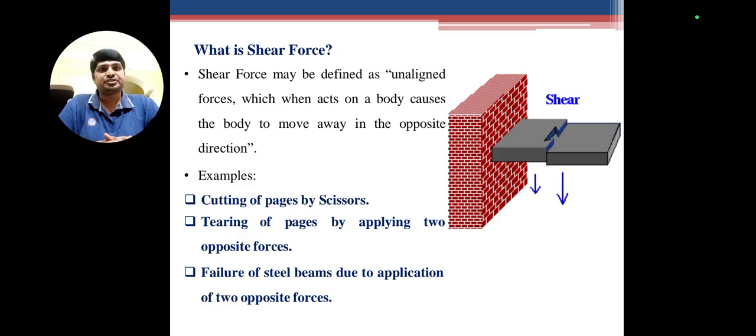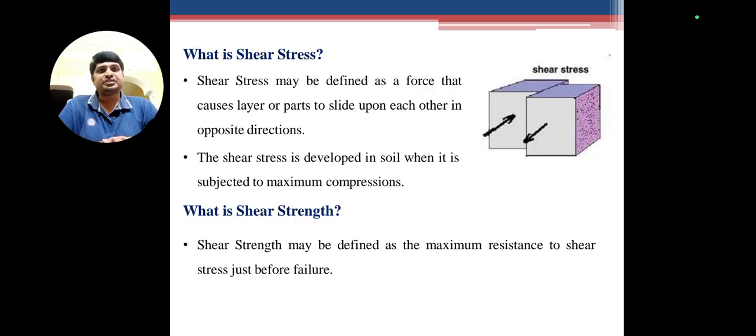Coming to what shear force is: it is an unaligned force which, when it acts on a body, causes the body to move away in the opposite direction. While observing the diagram, examples are cutting of pages by scissors, tearing of pages by applying two opposite forces, and failure of a steel beam due to application of two opposite forces. Then what is shear stress? Shear stress is defined as the force that causes layers or parts to slide upon each other in opposite directions. Shear stress is developed in soil when it is subjected to maximum compression.